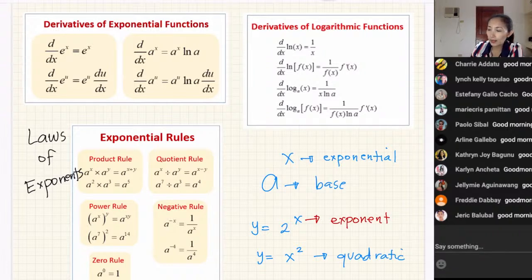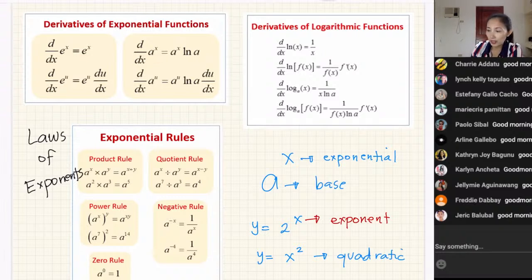e raised to x when the base is e, and a raised to x when the base is a. Here, e is the natural number. If you have your calculators with you, press shift, natural logarithm of 1, and you'll get 2.71828, something like that. That's the approximate value of e. e is also an irrational number.